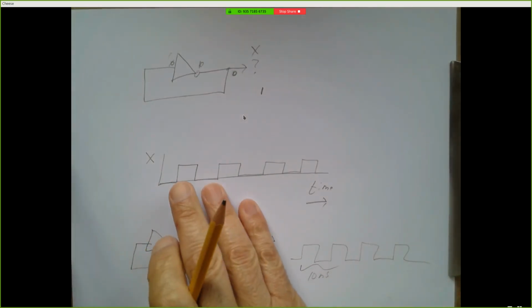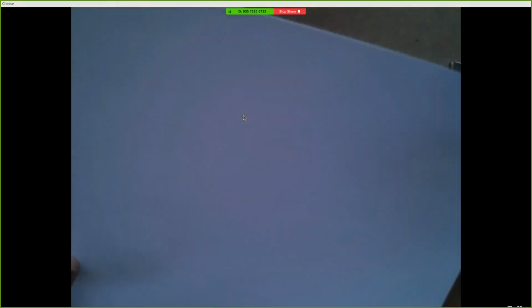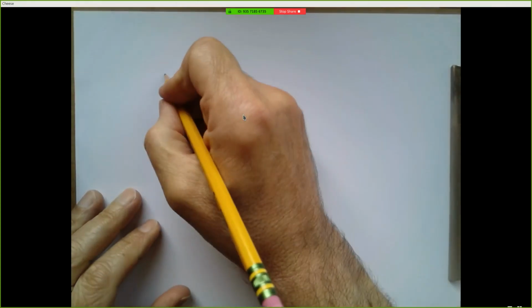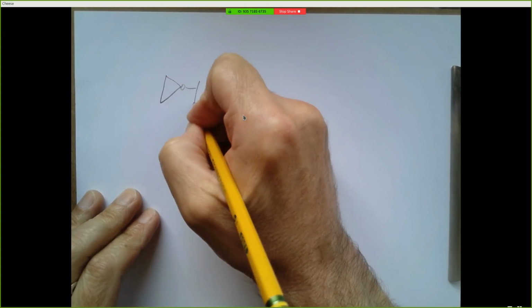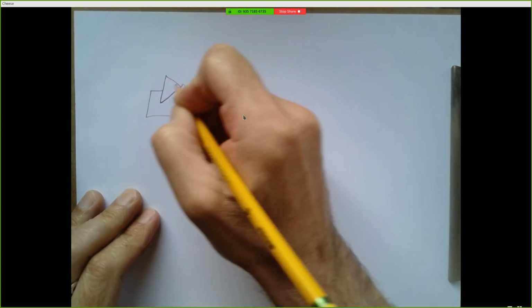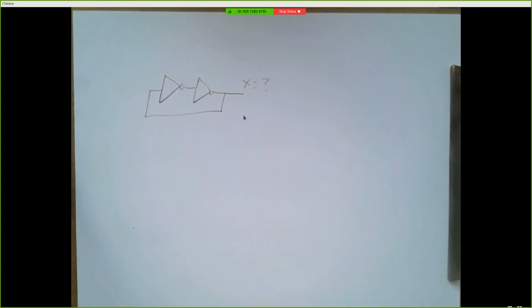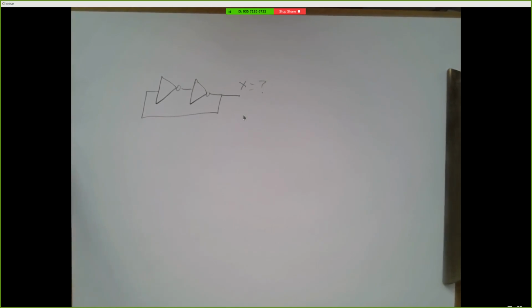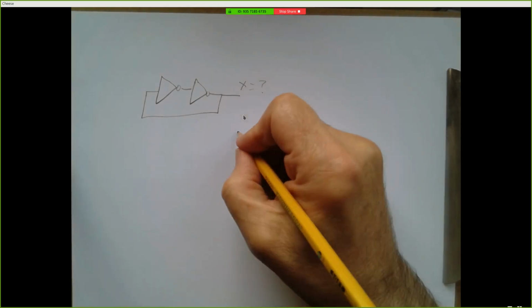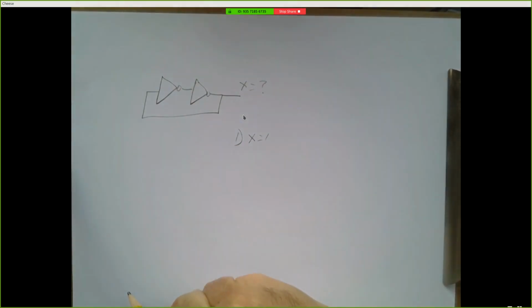But here's the more interesting case. What happens if we have a circuit like this? What's the output of that circuit going to be, a 1 or a 0? And we don't know. It really depends on what's happening in the universe at the moment that we put power onto this board. But here's what we do know. It could be that x is equal to a 1.